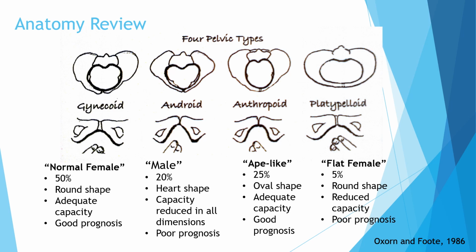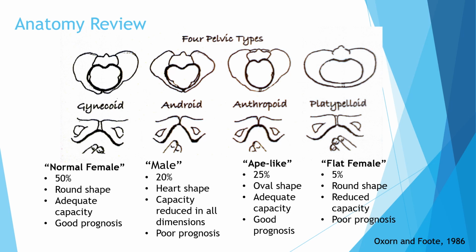Anthropoid is like an ape-like shape. It's the oval shape, adequate pelvis, pretty good prognosis. 25% of women have that shaped pelvis. So a lot of times when you're doing a vaginal exam, we say it's really roomy in the back. There's just a lot of space for that baby to rotate.